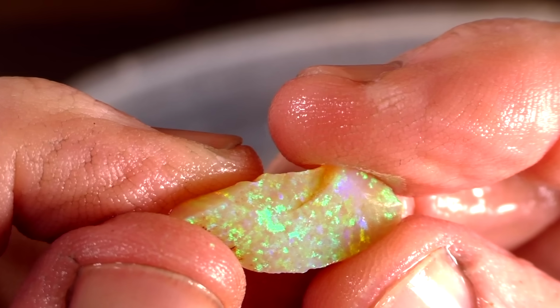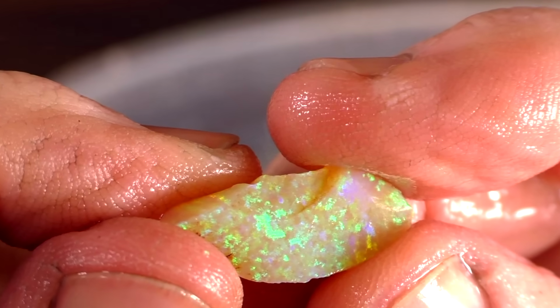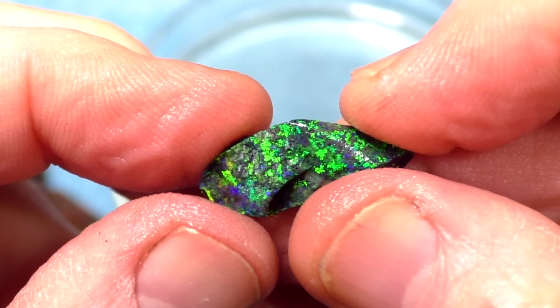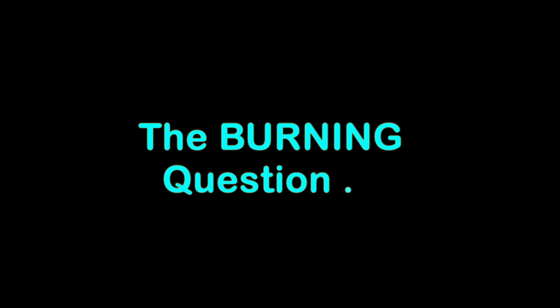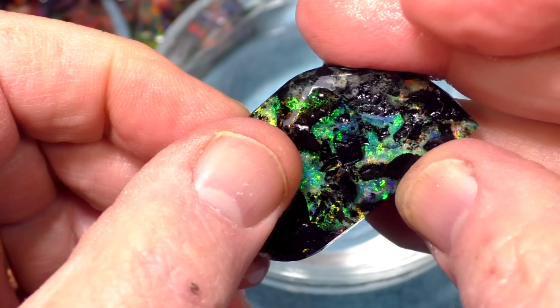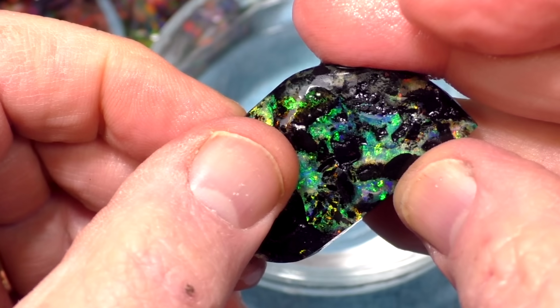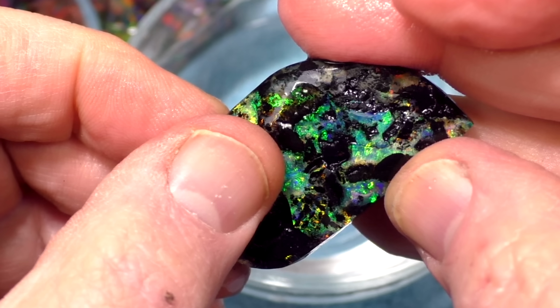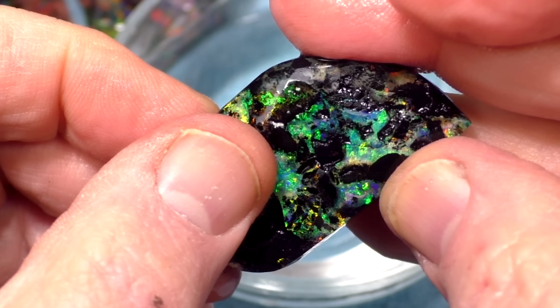And remember our green one. It was probably the nicest of all as far as color goes, but afterwards, it's even better. So the burning question that I had was, does the glassiness of the material affect the treatment? Regular opal doesn't treat at all. That's regular opal on the surface of that one piece we have. That's the interface between matrix and regular opal.